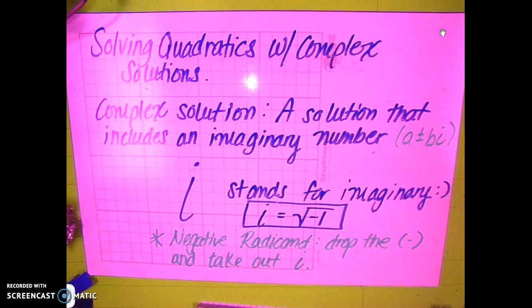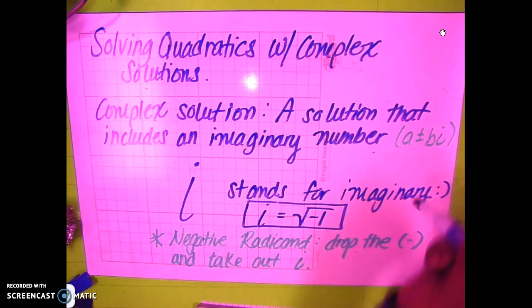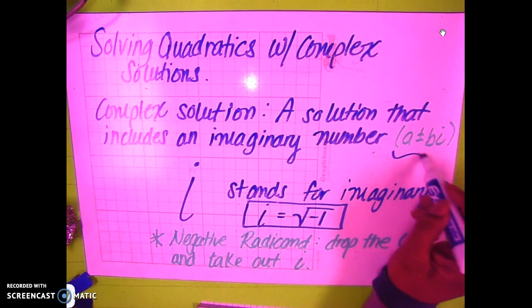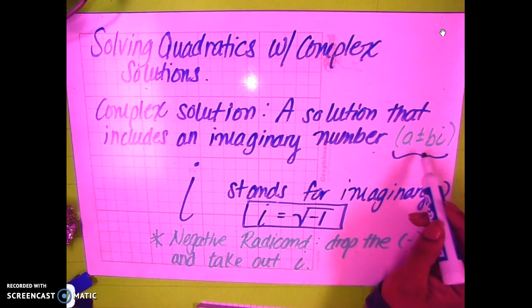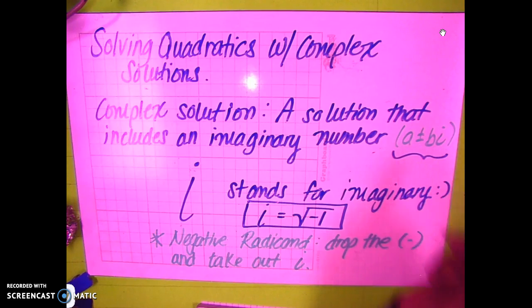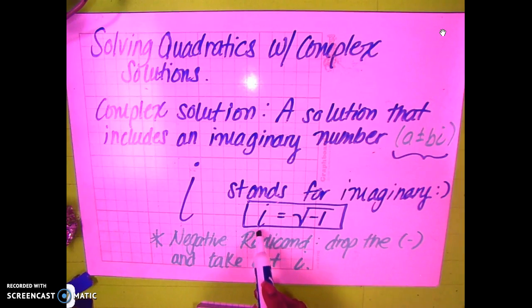This video is going to be solving quadratics with complex solutions. A complex solution is a solution that includes an imaginary number. Oftentimes you'll see in books and literature, a complex solution shown as a plus or minus bi. A and B stand for regular numbers, integers, rational numbers, and i stands for imaginary. The value of i is equal to the square root of -1.